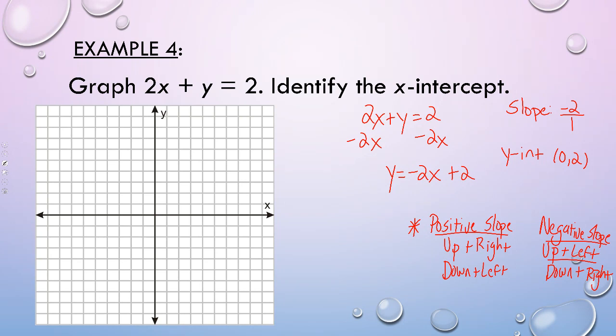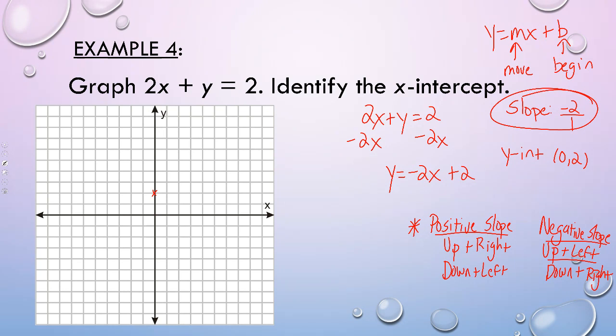Now, y = mx + b. So you begin with b and you move with m. So we're going to begin at our y-intercept of (0, 2), which is right there. Now, we're going to move with m. So our slope is negative, which means I have two options. I can go up and left, or I could go down and right. I'm going to do both things.